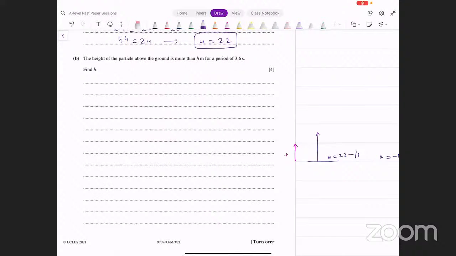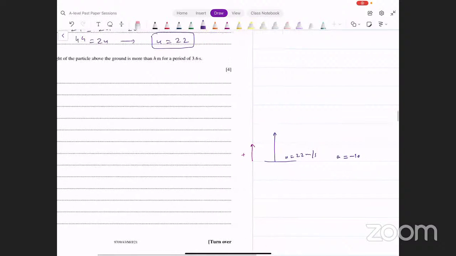Height of the particle above the ground is more than h meters for a period of 3.6 seconds. Okay. अब देखिए particle ऊपर आपने project किया है. At some point, the height is going to become h meters. Let's say this is that point. इस point पे जाके आपकी height जो है वो h meters हो रही है. Side पे mark कर देता हूँ. This is, let's say, h meters.